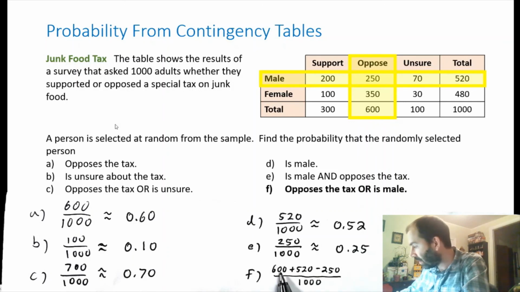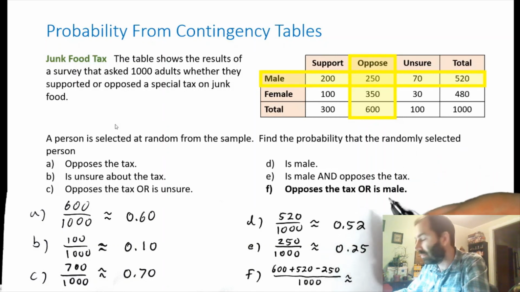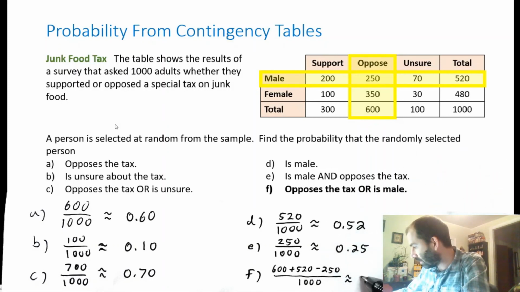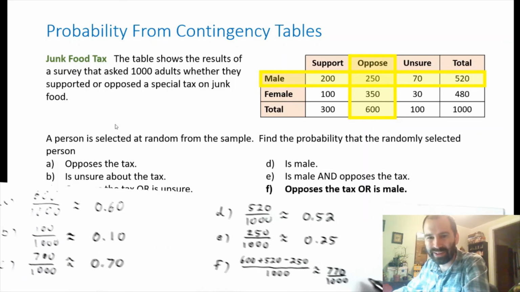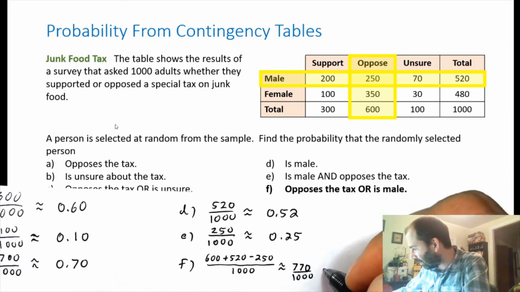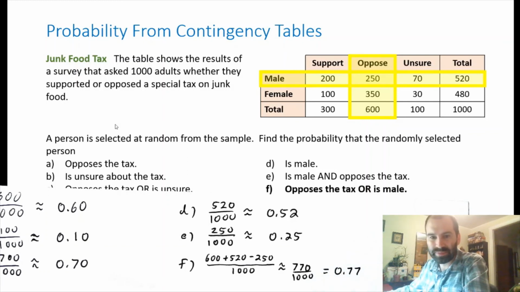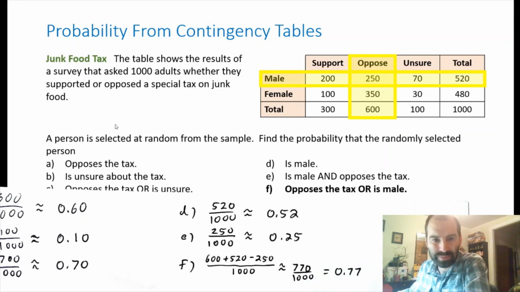Okay, so that's 1120 minus 250 is 770? Oh, over 1,000. Forgot that part. Which is 0.77. Okay. Oh wait, or is it 870? Let's see, 870 plus 250.